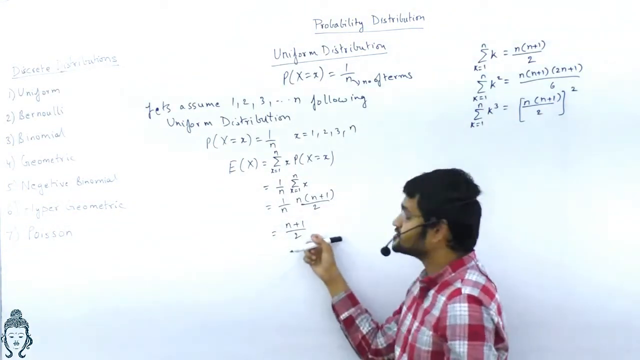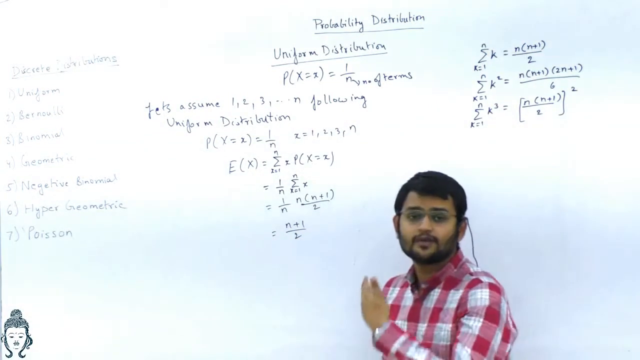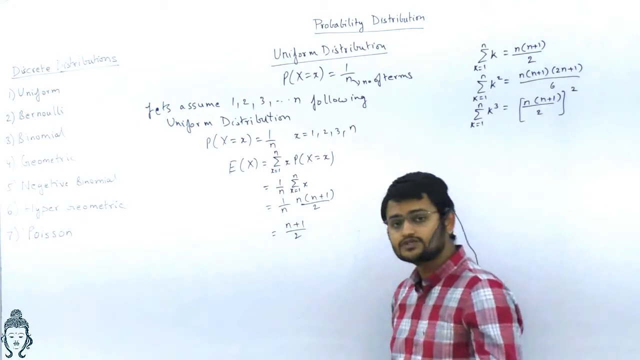So what does this expected value actually tell us? It tells us, let's say I do the same experiment 1,000 times. I roll the dice 1,000 times.